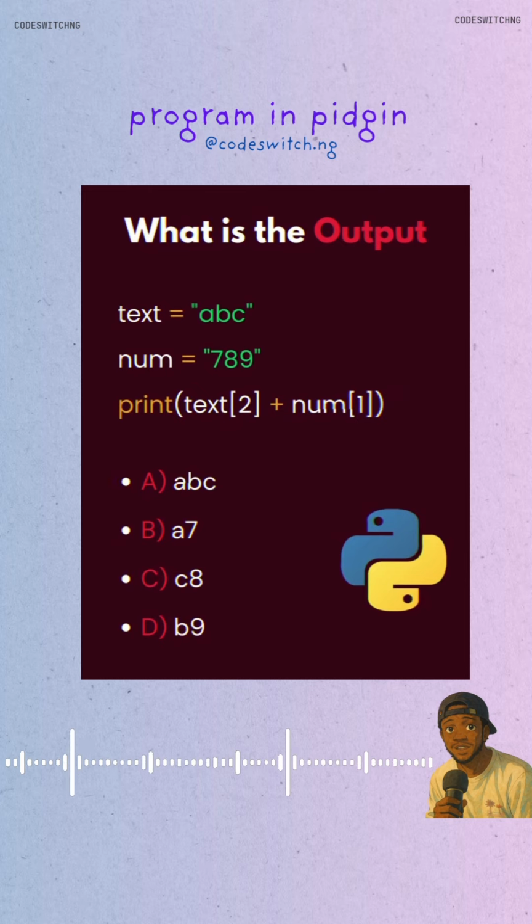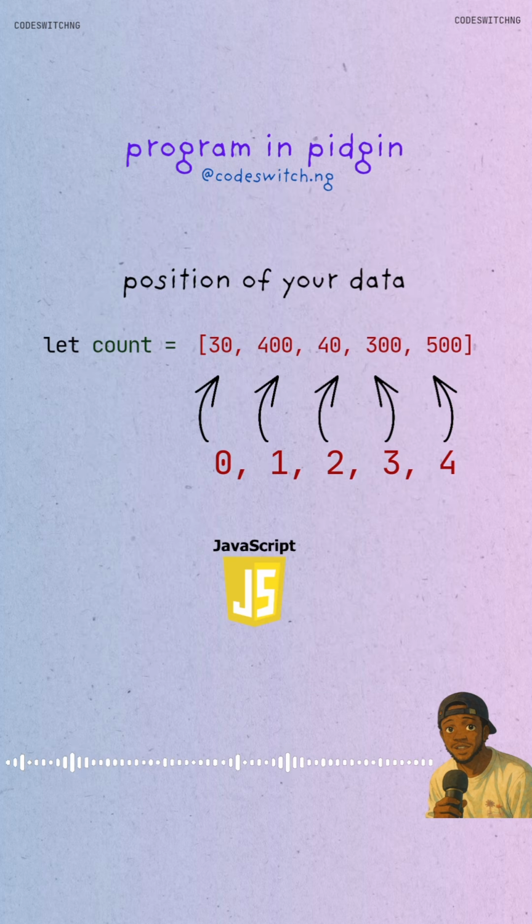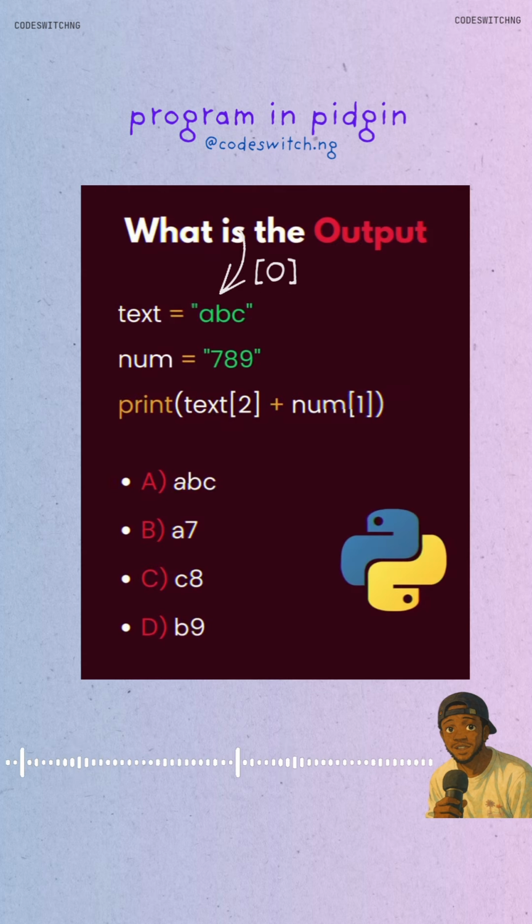So basically, wetin dey ask you na say, wetin be the second index notation for text and wetin be the first for num? I tell you say if you dey look index notation, you go start with 0. That means say this A will be the first, my the 0, and this B will be the second, my 1. This C will be the third, my A be 2. And if we go the second variable long, this 7 might be 0, and this A might be 1.